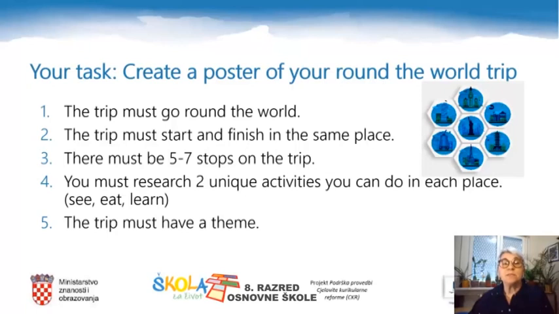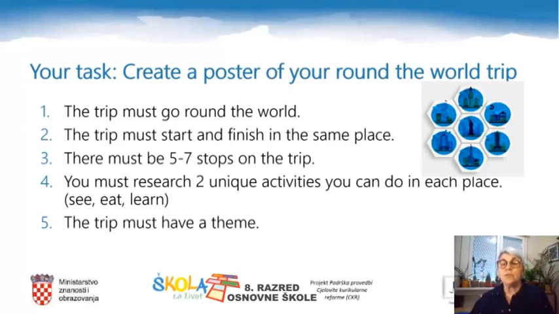Your trip must be round the world. You must start and finish in the same place. It can be the place where you live. It can be any other place that you choose. You can have 9 stops like Mr. Fogg, but you can choose 5 to 7. That would be enough for your trip.